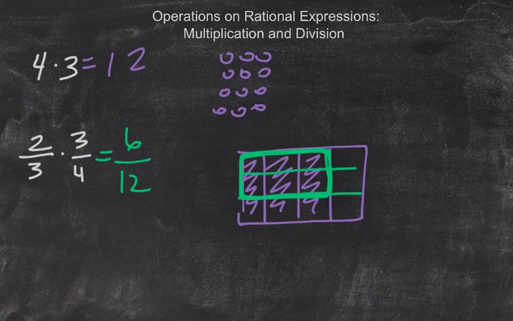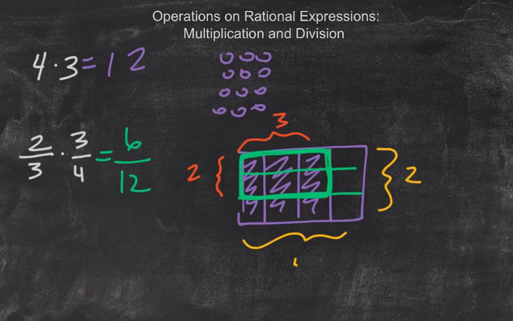So we can see that the numerators, which were 2 and 3, multiplied together to become 6 because my outlined area is a 2 by 3 rectangle, and my whole rectangle is now a 3 by 4, which gives us a denominator of 12 equal-sized pieces in the whole. So we can see generally that when we're multiplying fractions, we can multiply the numerators to get the new numerator, and we can multiply the denominators to get the new denominator.